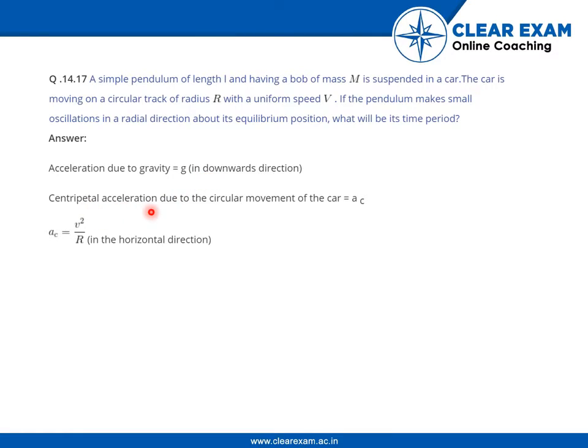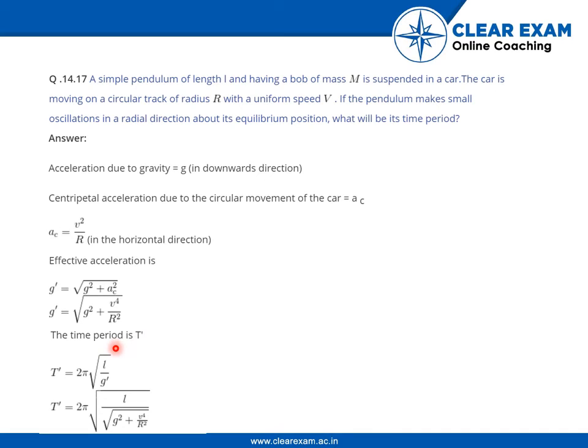Centripetal acceleration due to the circular movement of the car is a_c. So a_c is equal to V squared by capital R in the horizontal direction. Effective acceleration is g dashed equals root over of g squared plus a_c squared, and it is again equal to root over of g squared plus V to the power 4 divided by R squared.